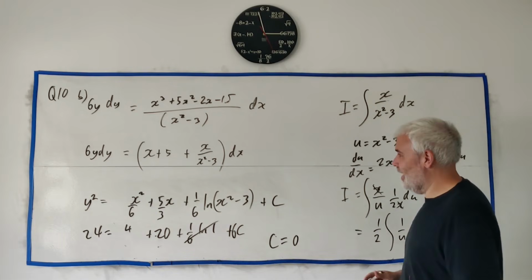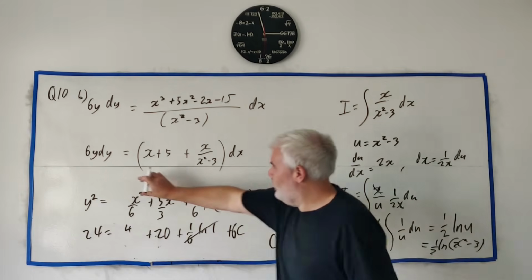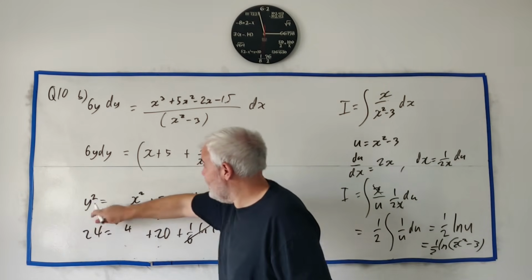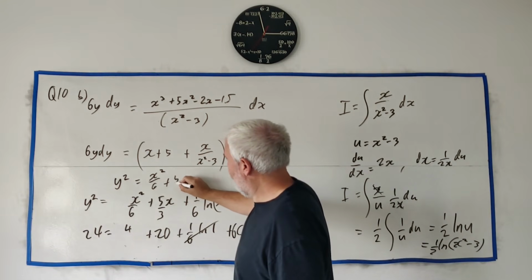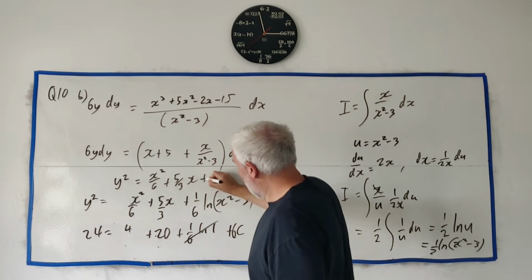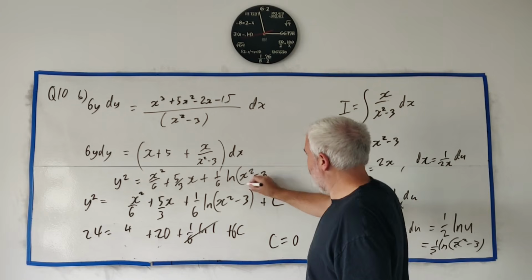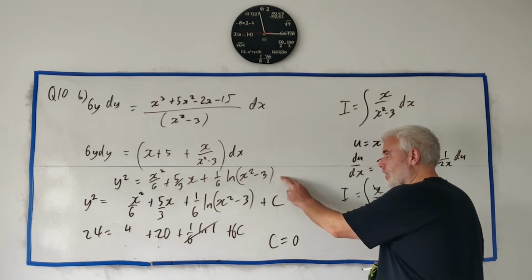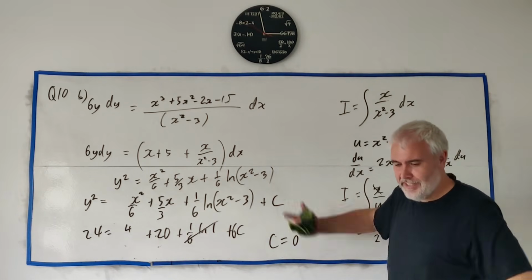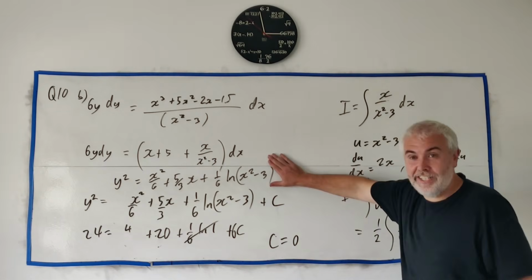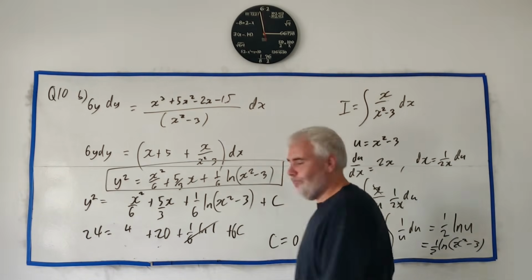But I'm guessing they would want you to write one more line. I don't really have room for it, so I'm going to put it in up here. That line is this line. Y squared equals x squared over 6 plus 5 over 3x plus 1 over 6 natural log x squared minus 3 without the c. Oh, sorry, they definitely want this down here because this looks like you just forgot the c up here. They probably want you to write this line one last time at the very end. This is the very end. They want you to write that.